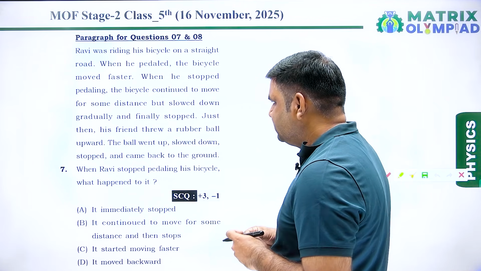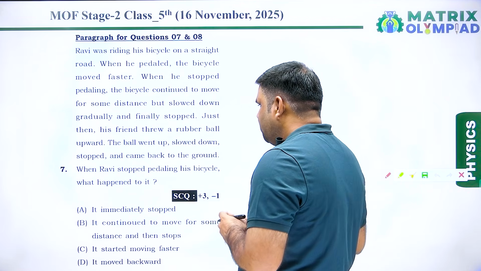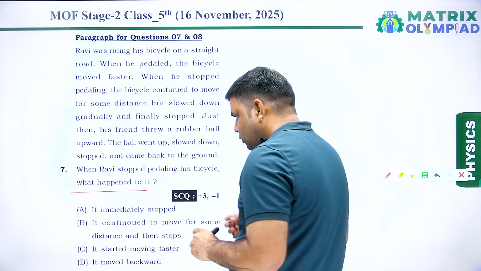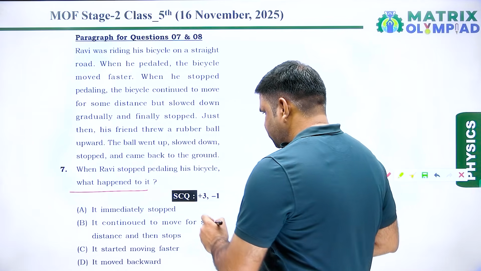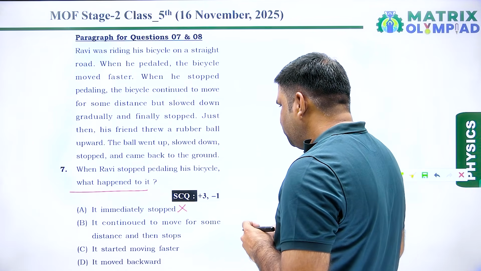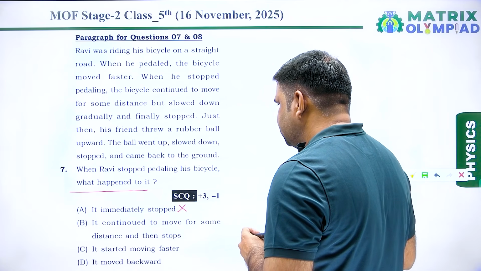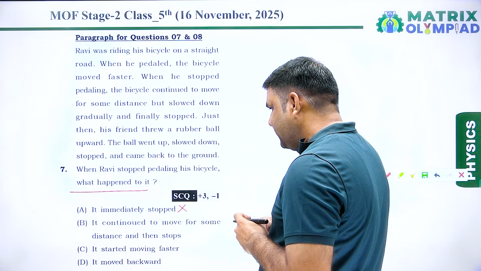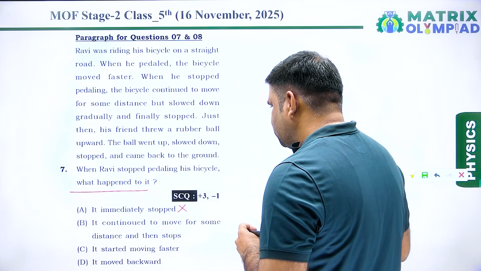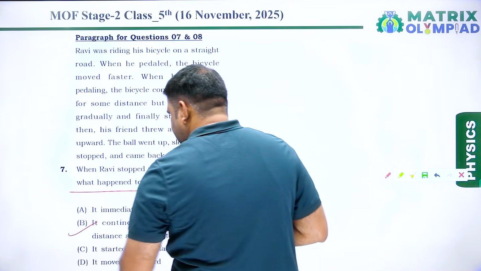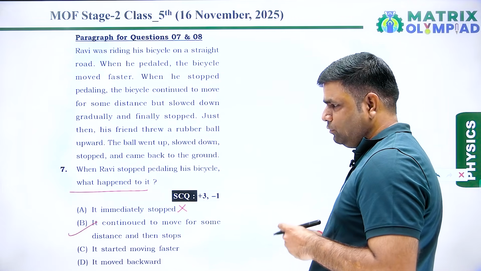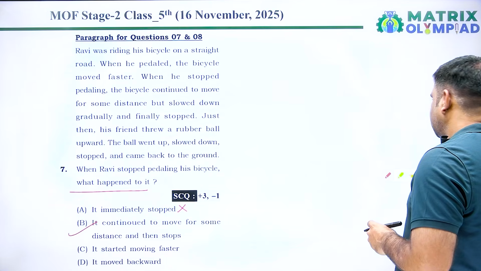In question number 7, when Ravi stopped paddling his bicycle, what happened to it? Options are: it immediately stopped, no. It takes time to stop. It continued to move for some distance and then stopped, option B. And C is it starts moving faster and moves back. So our correct option is option number B. It continued to move for some distance and then stopped. So let's move to the next question.